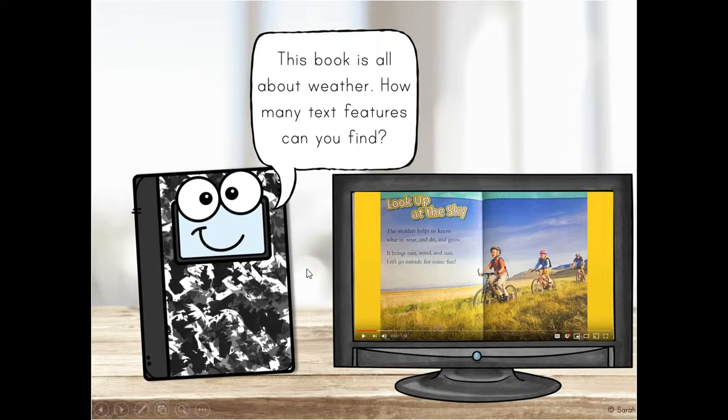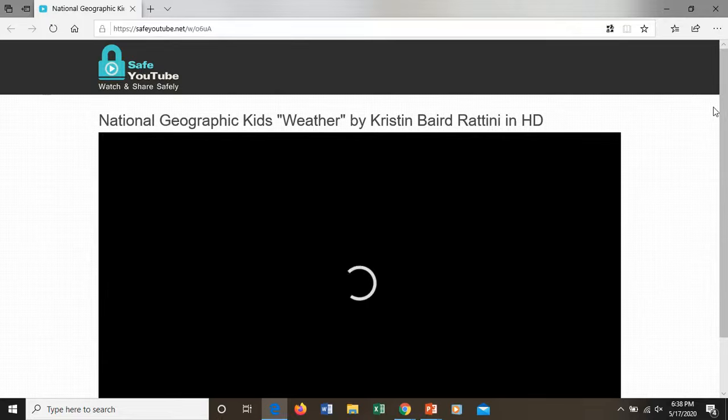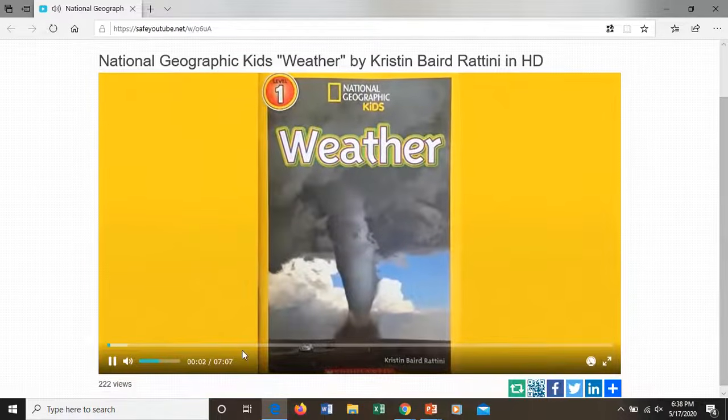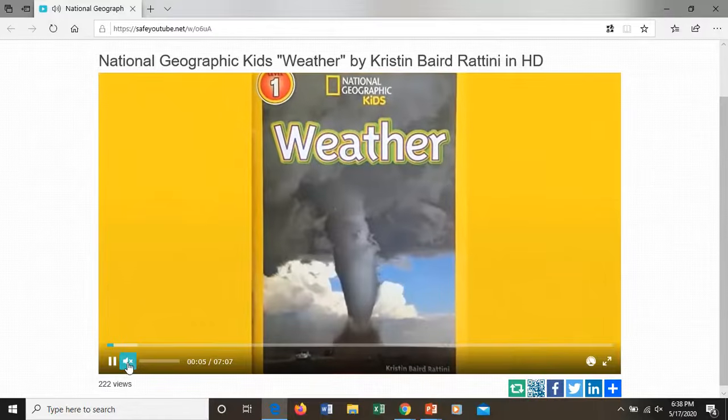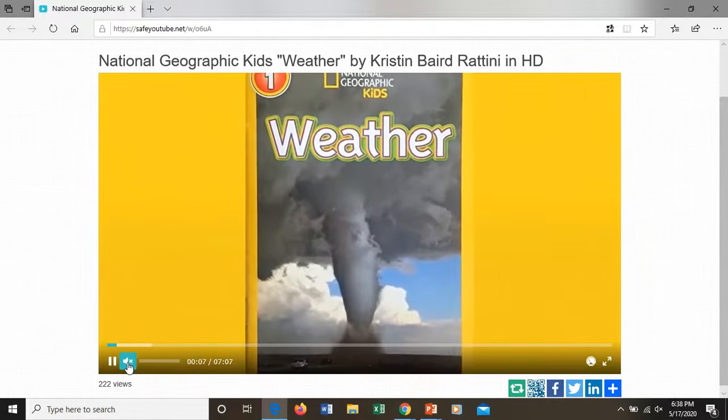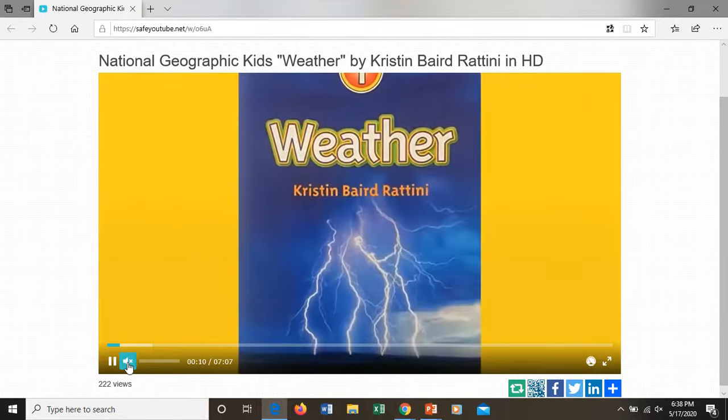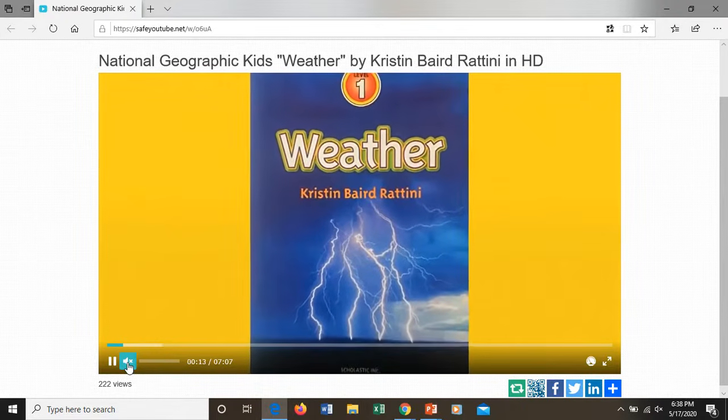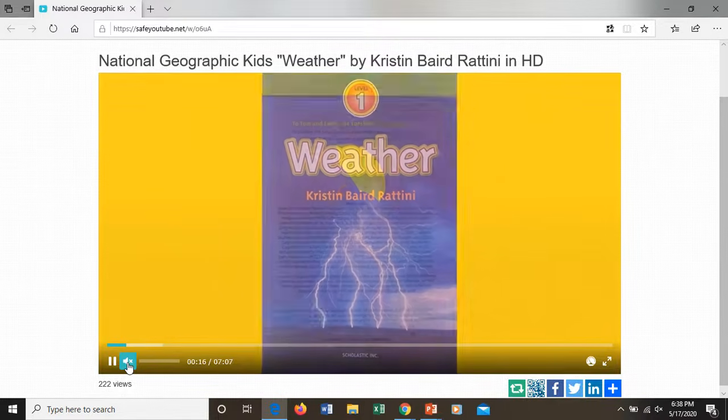So here's a book about the weather. Let's go on a text features scavenger hunt, and we're going to find some text features. Now, I'm not going to read the whole book to you, but we're just going to look at the first part of it because you're going to see just by reading the first part, there's going to be many text features. So just by looking at the cover, weather, I know that this is going to be teaching me about the weather. It's not going to be a story with characters and settings and problem solutions.